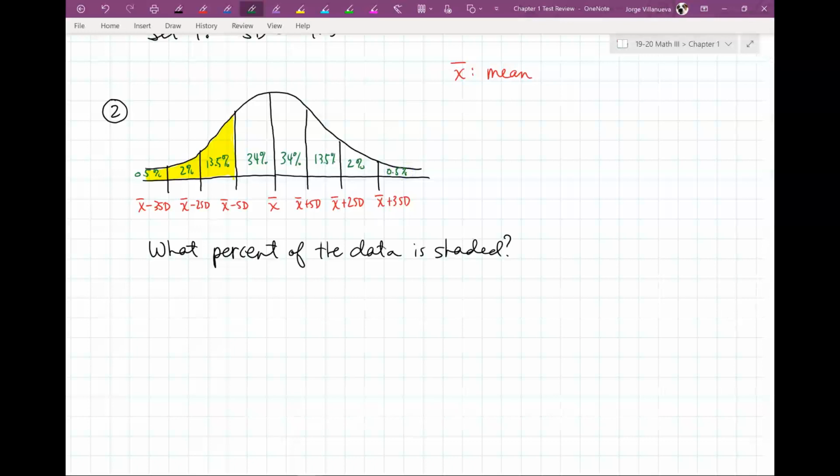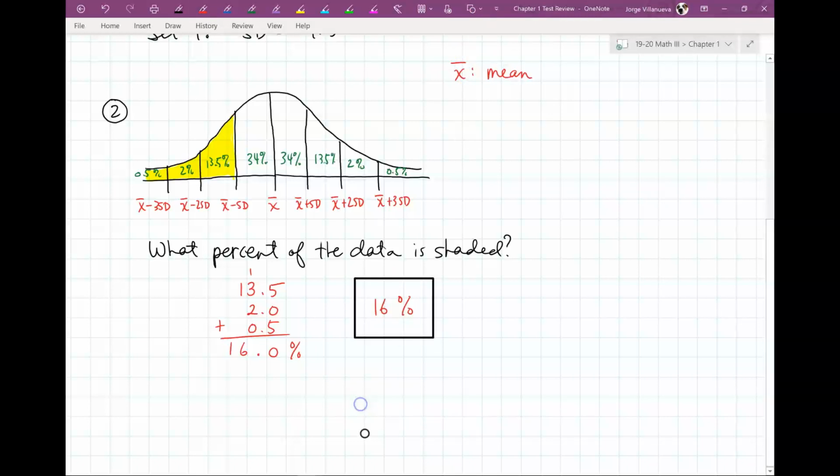Okay? So when they say what percent of the data is included in the shaded region, all you have to do is say, okay, 13.5, 2.0, 0.5, and I'm going to add it all together. So that's a 0, that's a 6, and a 1. So my answer is 16%. That is not a hard problem. This is a really easy problem.